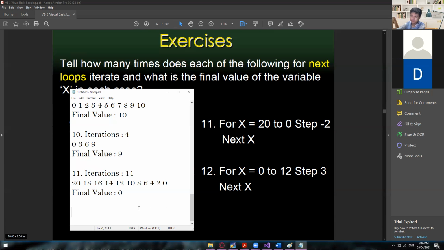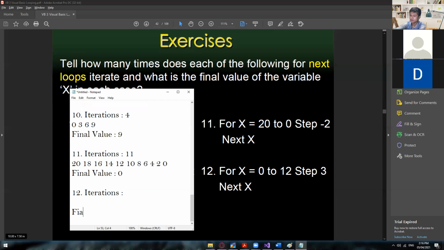About number 12. How many times will it iterate? What is our final value? 5. 5. So the initial value is 0. It's incrementing by 3. 3, 6, 9, 12. 1, 2, 3, 4, 5. And then the final value is 12.